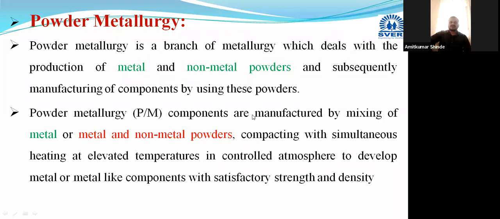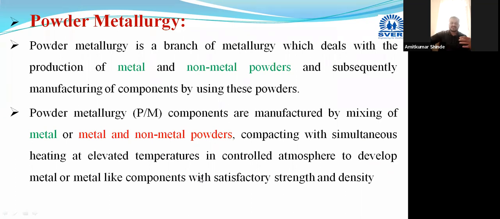Now, from these metal or non-metal powders, we can manufacture a component. And how is it manufactured? The powder metallurgy components are manufactured by following certain stages. Initially, the mixing of metal, or metal and non-metal, powder is done, then compacting, which is followed by heating at high temperatures in a controlled atmosphere, and at the end we get components having the necessary strength and density. So this is the powder metallurgy technique.